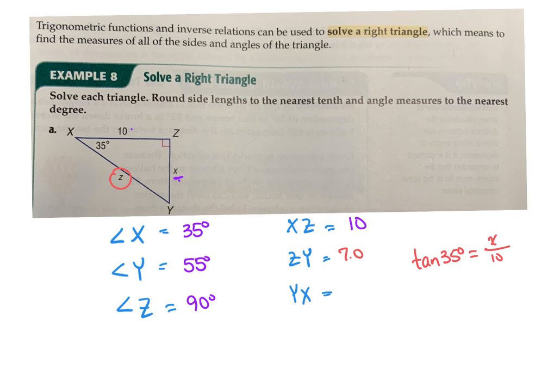To find Z, well, that's my hypotenuse. So I could use the cosine here, right? The cosine of 35 degrees should be my adjacent over my hypotenuse. And so I'm going to end up dividing 10 by cosine of 35, right? Which when I round gives me approximately 12.2.